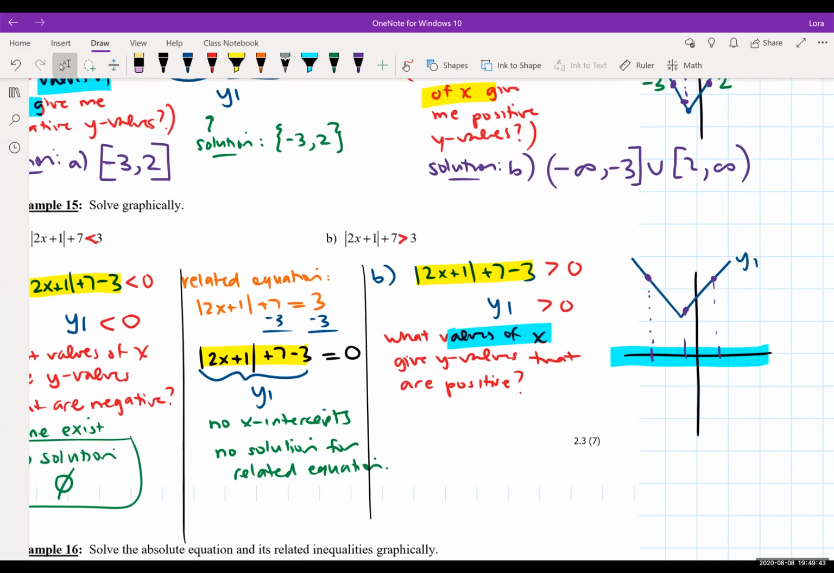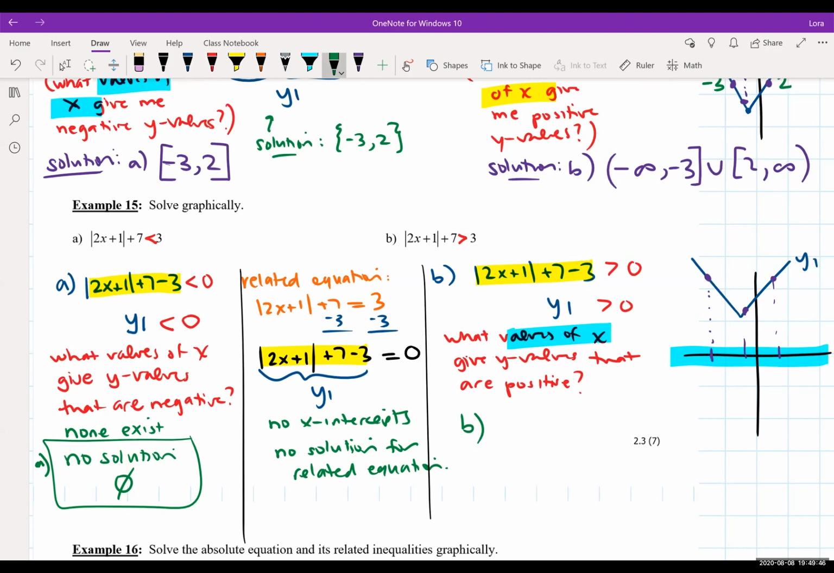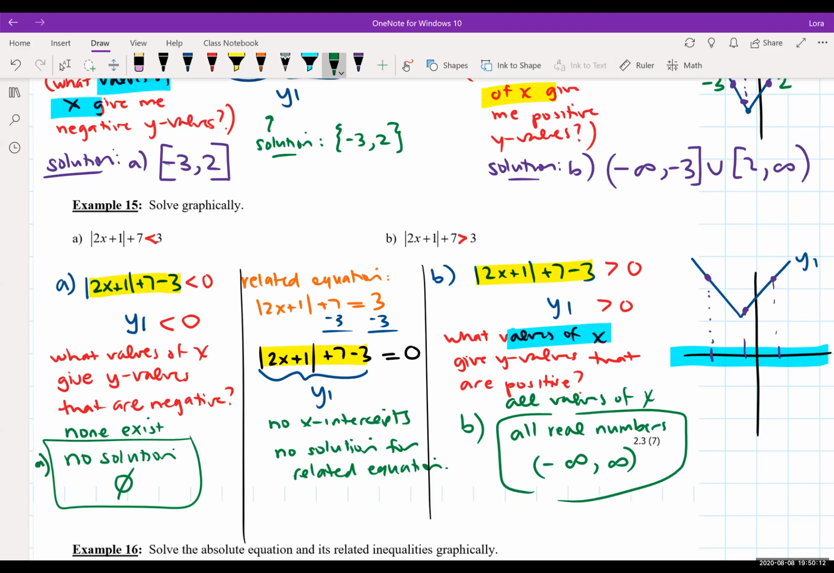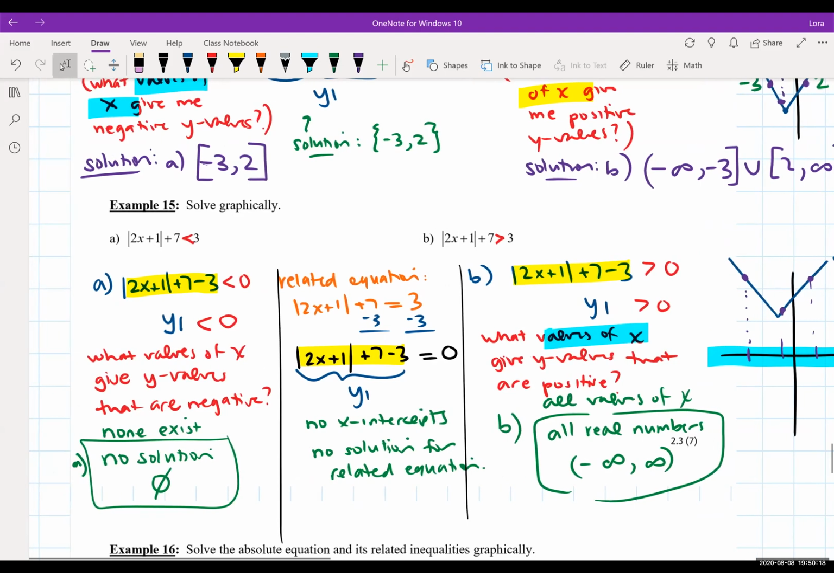So special case again, part B, all of them do. All values of x make this true. So part B actually has a solution, and the solution is all real numbers. But usually if you're writing in interval notation, you will see this as negative infinity to positive infinity. So this is what I would respond for part B. Isn't that interesting? Your related equation could have no solution, but your inequality might have a solution of all real numbers or no solution.